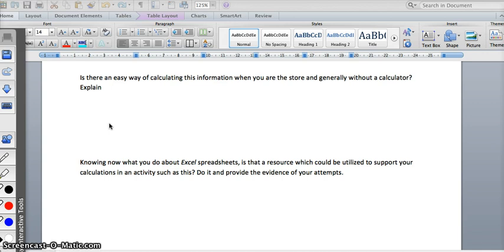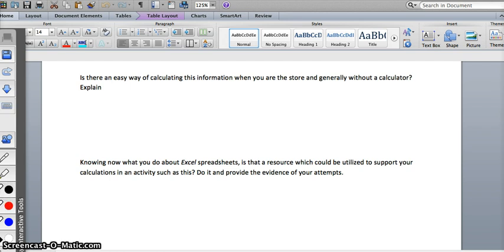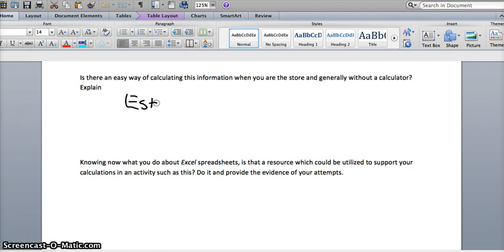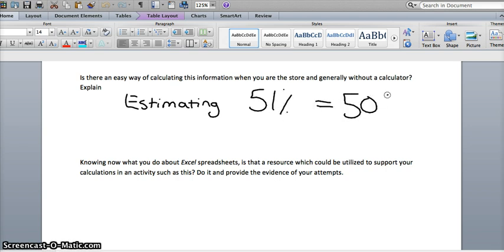Very good. What are you using there? It starts with E. What is it, Ben? You're estimating. Okay. If we had a sale which had 51% off, just go with 50% off, and whatever the existing price is, divide it by 2.